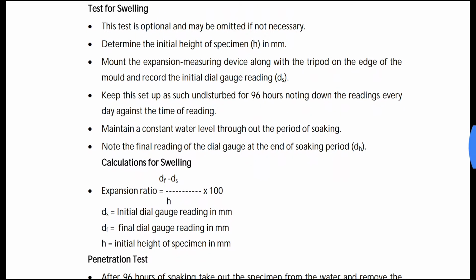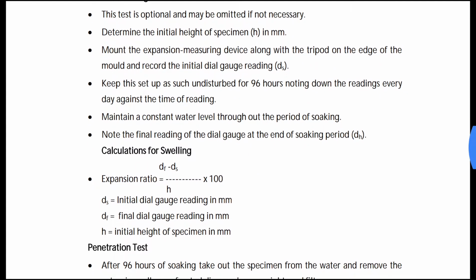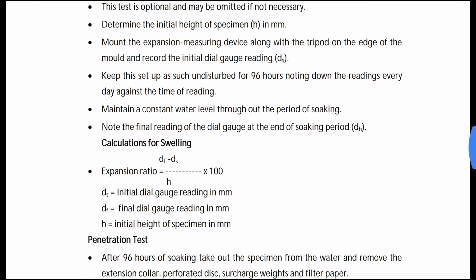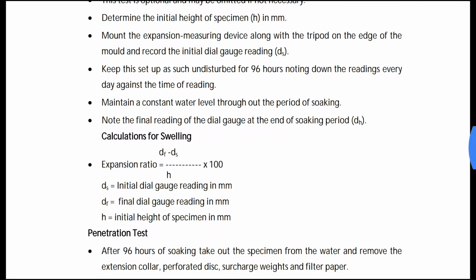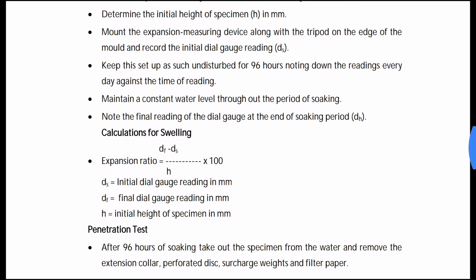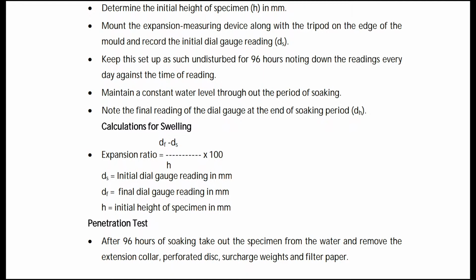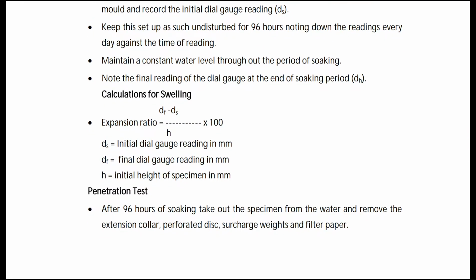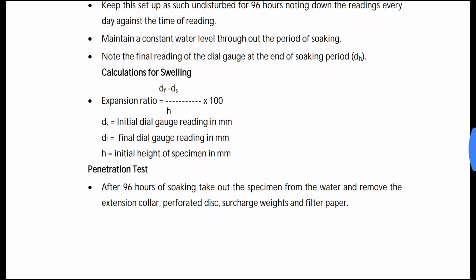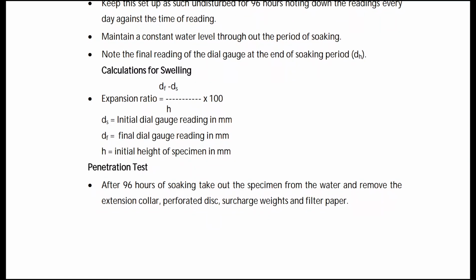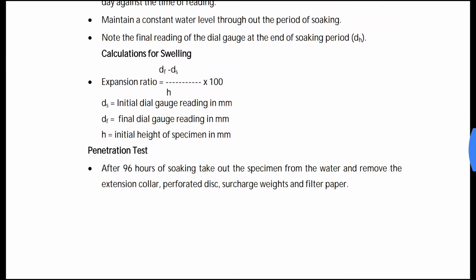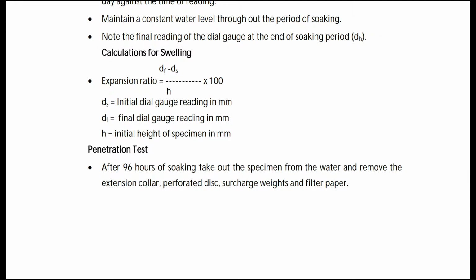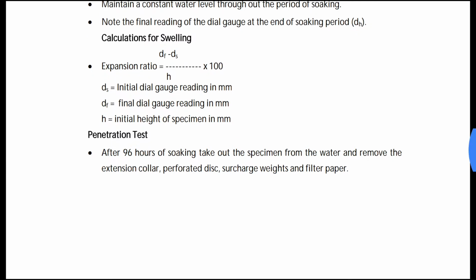This test is optional and may be omitted as per requirement. Determine the initial height of the specimen in mm. Mount the expansion measuring device along with the tripod on the edge of the mold and record the initial dial gauge reading. Keep this set up as such for 96 hours and note the dial gauge reading against time. Maintain a constant water level throughout the period of soaking. Note the final reading of the dial gauge at the end of the soaking period.